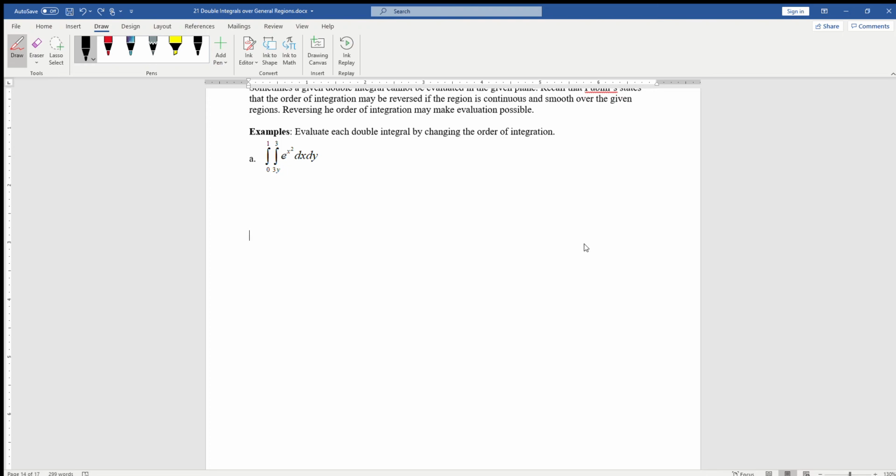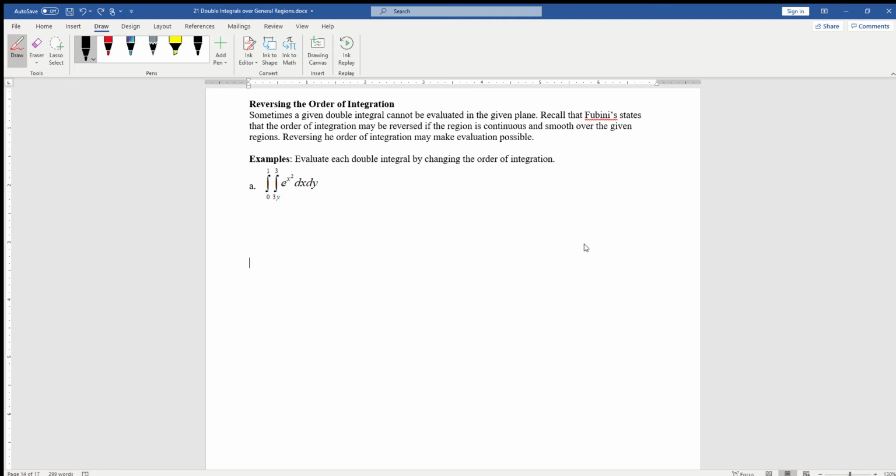The final item that we're going to look at in this section is being able to reverse the order of integration to evaluate double integrals that are non-evaluable as either a type 1 or a type 2 integral initially. So, for instance, let's take a look at this first double integral that we have: the integral from 0 to 1, from 3y to 3, of e to the x squared dx dy.